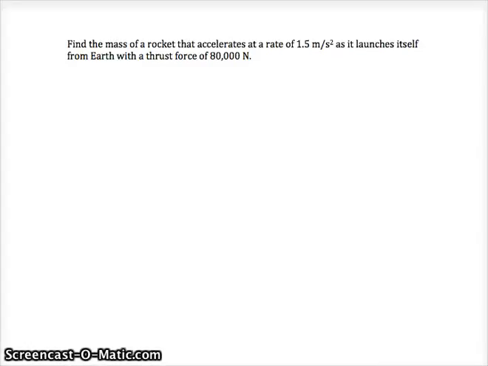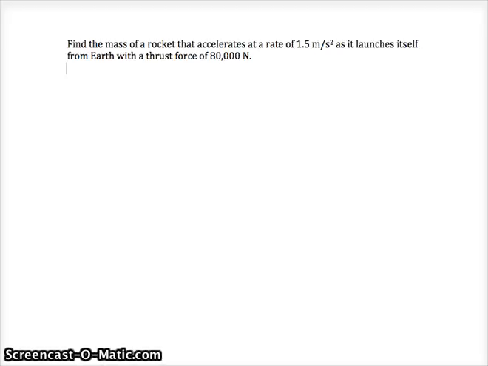Hi everybody. I wanted to show you how to work a two-body problem like the ones we were doing in class. And I want to try to do this in a way that I can show you what's general and what is specific to this individual problem. So the problem says, find the mass of a rocket that accelerates at a rate of 1.5 meters per second squared as it launches itself from Earth with a thrust force of 80,000 newtons.